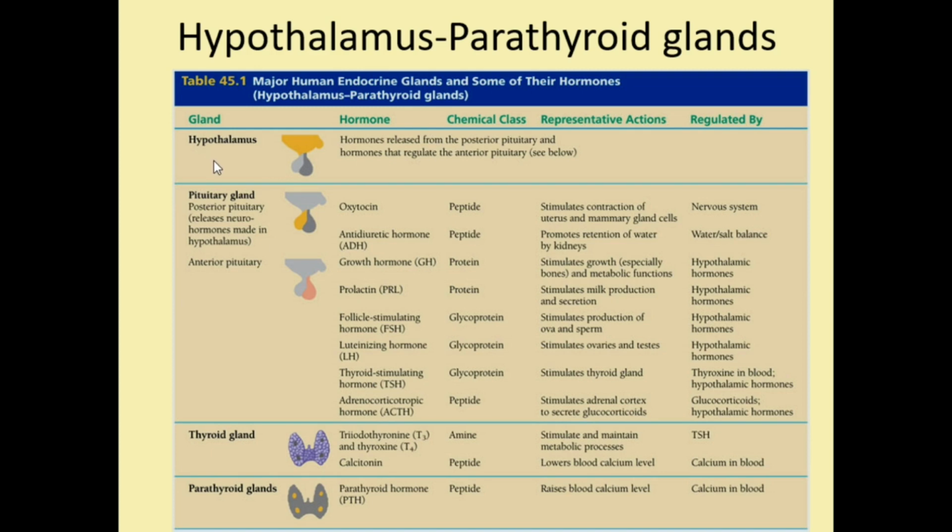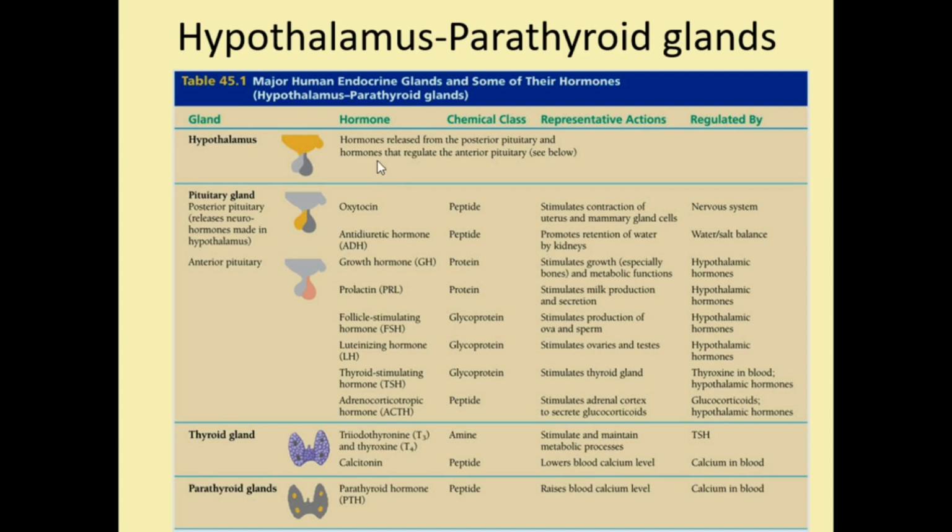Starting again at the top where we've got the hypothalamus, you can see here hormones released from the posterior pituitary gland and hormones that regulate the anterior pituitary. So the hypothalamus produces some hormones, specifically oxytocin and antidiuretic hormone, that go down into the posterior pituitary, but it also regulates the action of the anterior pituitary. So here is the pituitary gland, which I mentioned comes in two different parts. We've got the posterior, so obviously that's towards the rear, and then the anterior, which is towards the front.